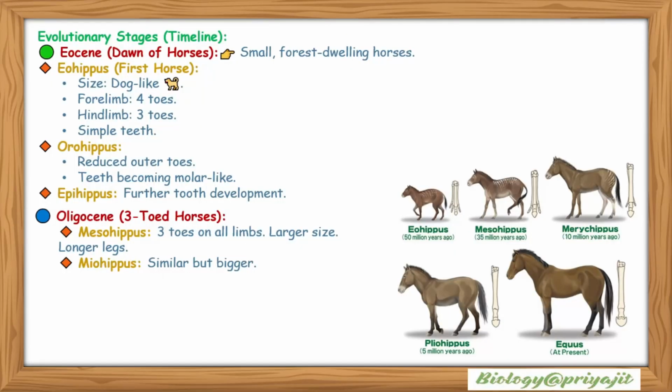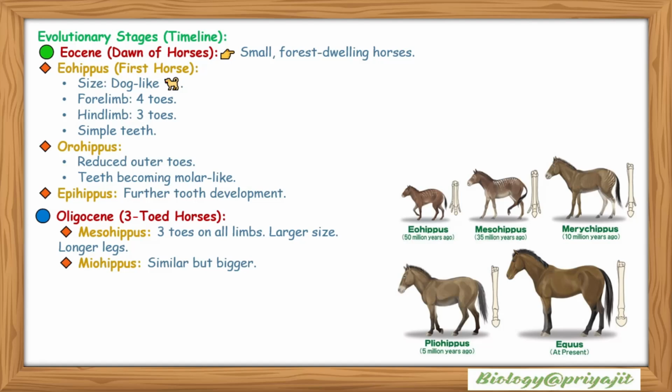Evolutionary stages timeline. Eocene, the dawn of horses: small forest dwelling horses. Eohippus, that is the first horse, the size of a small dog, with 4 toes on the forelimb, 3 toes on the hind limb, and simple teeth. Orohippus, the second form, had reduced outer toes and teeth becoming molar-like. The third form was Epihippus, with further tooth development.